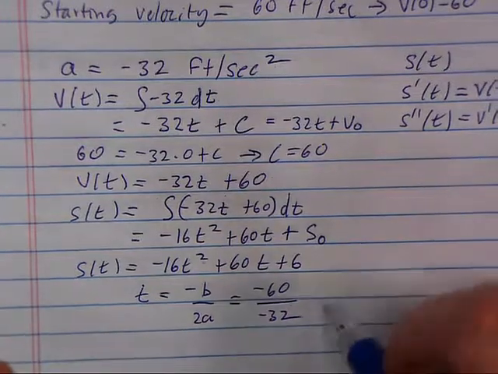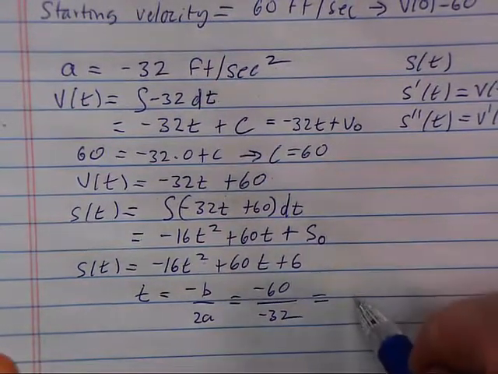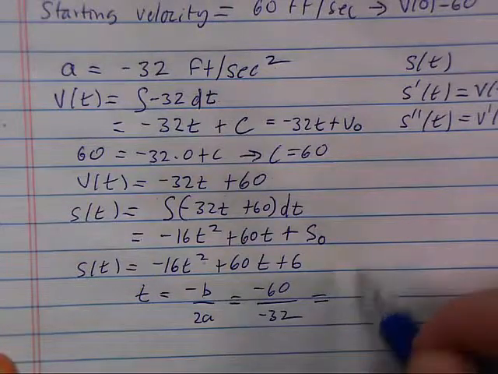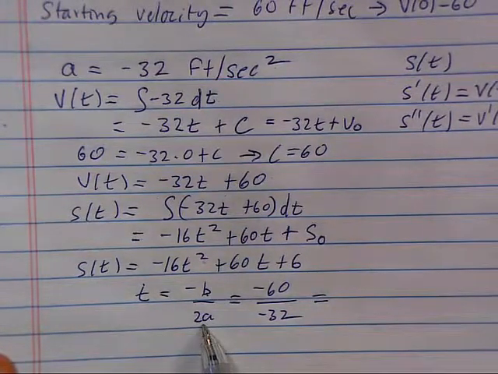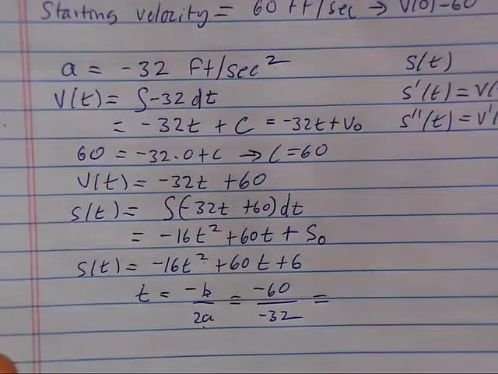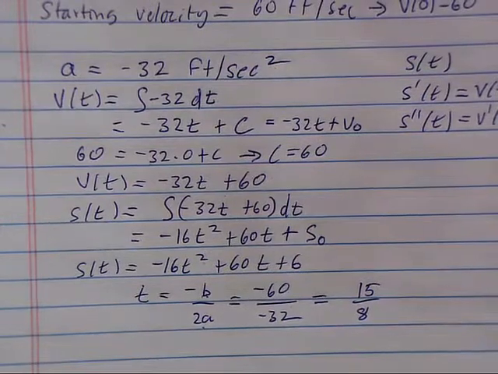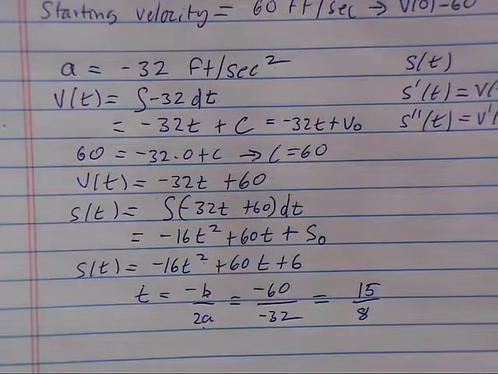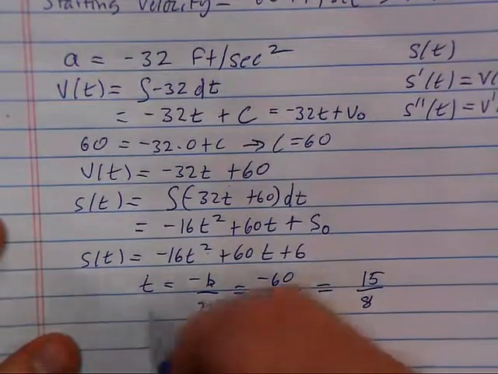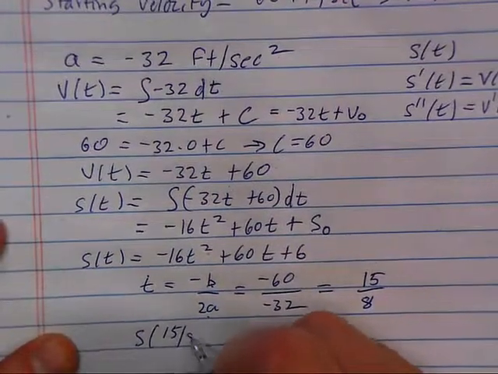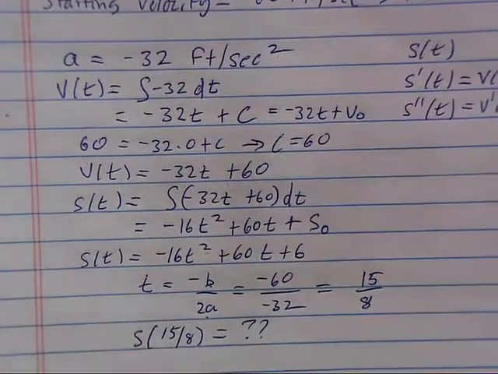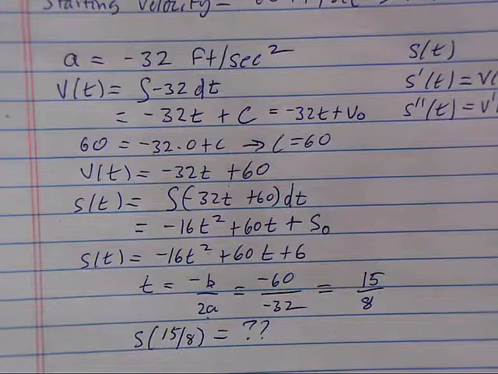I should reduce that fraction. How can I reduce that fraction? Because it's negative b over 2a. Yes, okay. 15 over 8. I can reduce top and bottom by 4. So it's going to take 15 over 8 seconds for the ball to reach its highest point. And then how would I find its highest point? Plug that in. So I'm not going to finish that off. You can grab your calculator, take 15 over 8, plug it in, and see what you get.